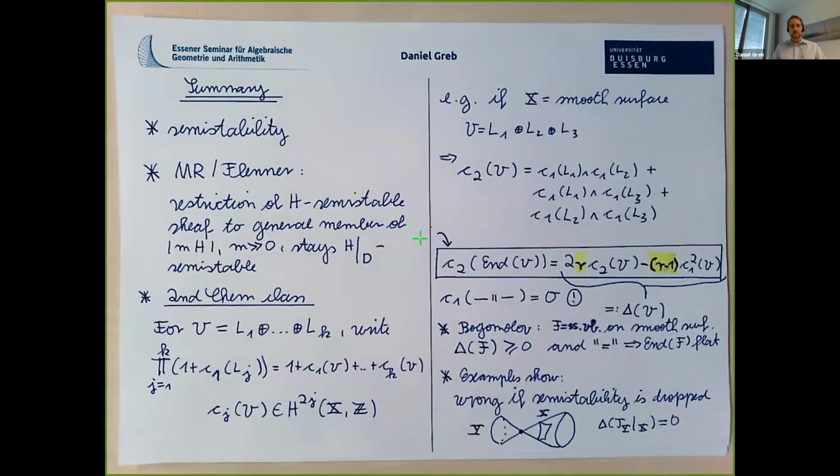Yeah, so examples show that this is wrong if the semi-stability condition is dropped. And at the very end, I gave this geometric example where I looked at this weighted projective space Y, or if you want, it's a cone of a degree 3 Veronese embedding of P2 inside P9, and then you compute the discriminant of the tangent of the bigger space restricted to a hyperplane section of some degree, and you see it's 0.